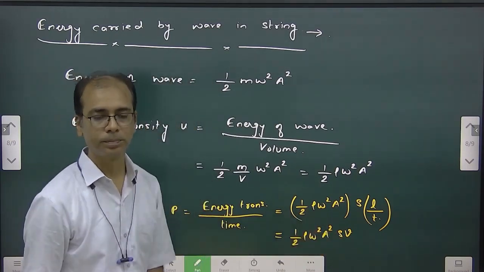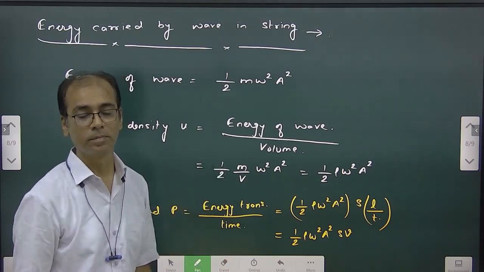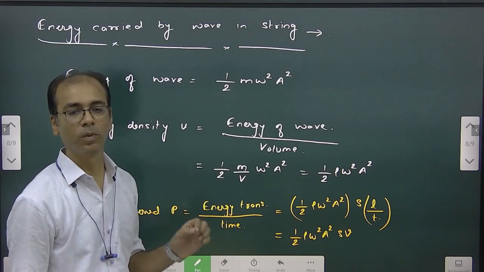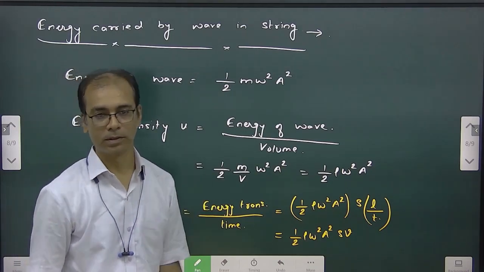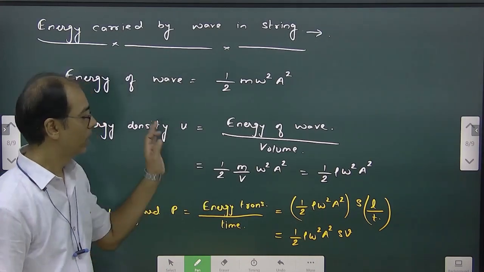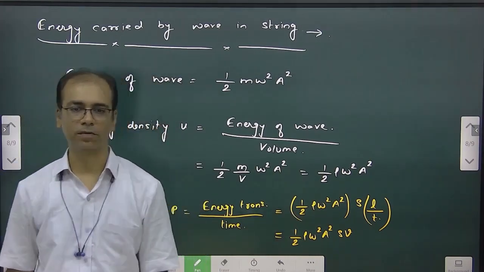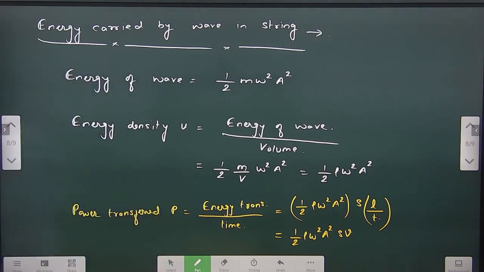This is power. Why are we doing all this? To find intensity, because we mostly work with intensity. You have seen in wave optics, we talk about intensity most of the time. So we have to get intensity. First note this one, then we'll find the intensity.